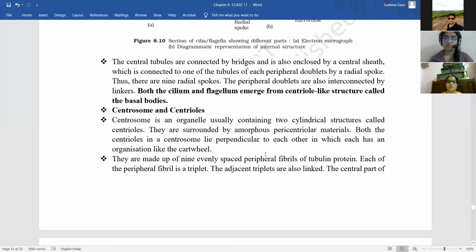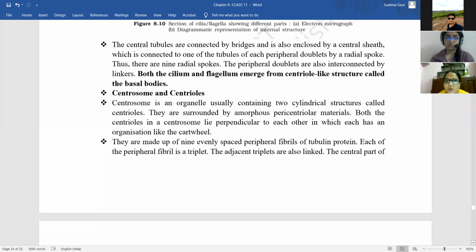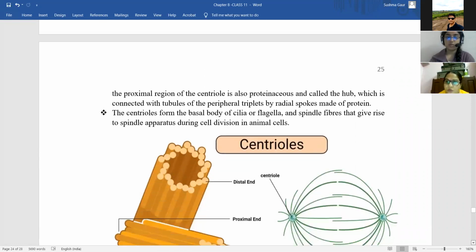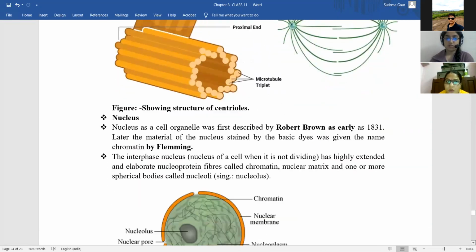Centrosomes and centrioles. So what is a centrosome? It is an organelle that usually consists of 2 cylindrical structures known as centrioles. I think I have explained this diagram to you earlier also. This part is over. Centrioles part.